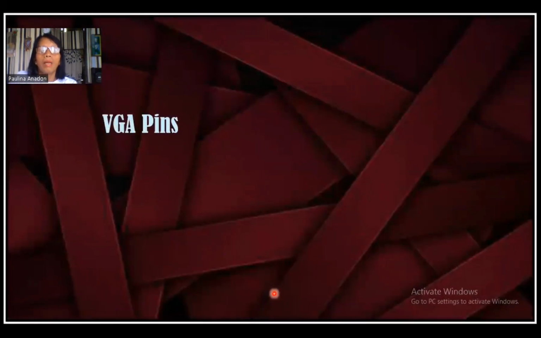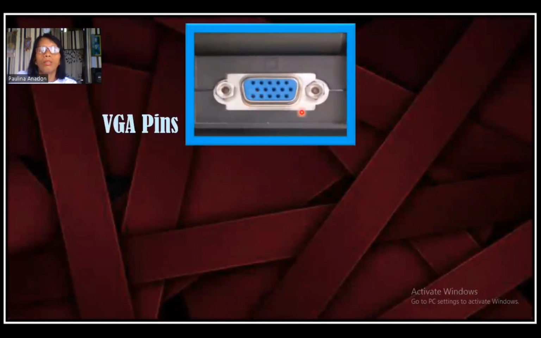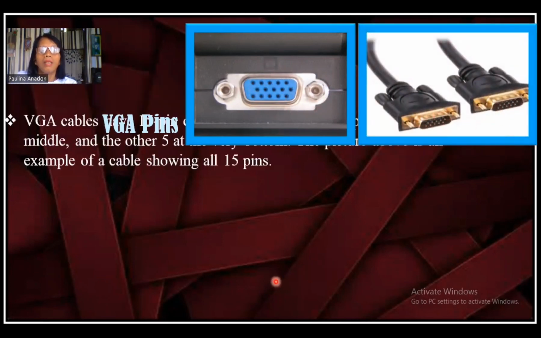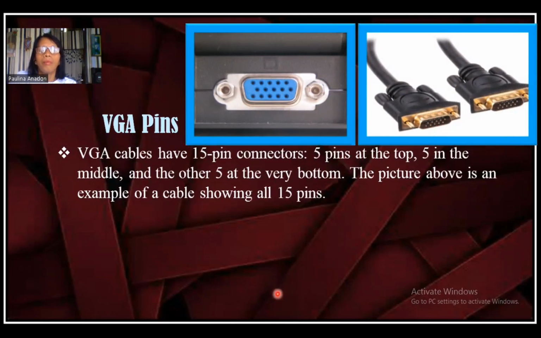Now, the VGA pins. Shown are the VGA pins, this one, and another image, this one. Now, VGA cables have 15 pin connectors. 5 pins at the top, 5 in the middle, and other 5 at the very bottom. The picture above is an example of a cable showing all 15 pins.